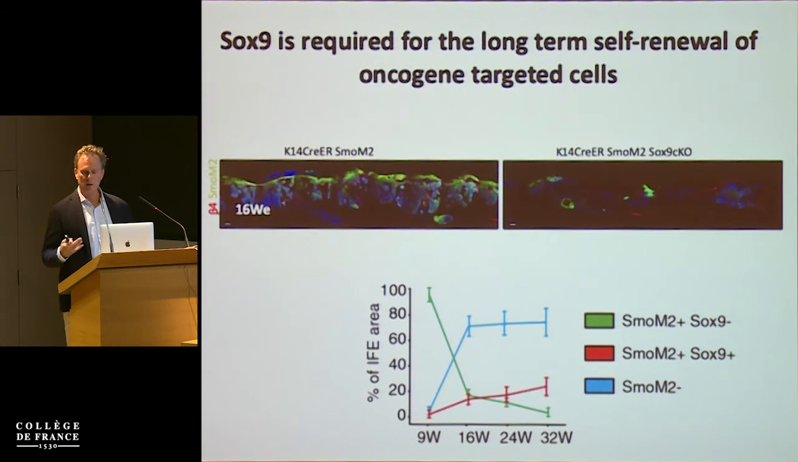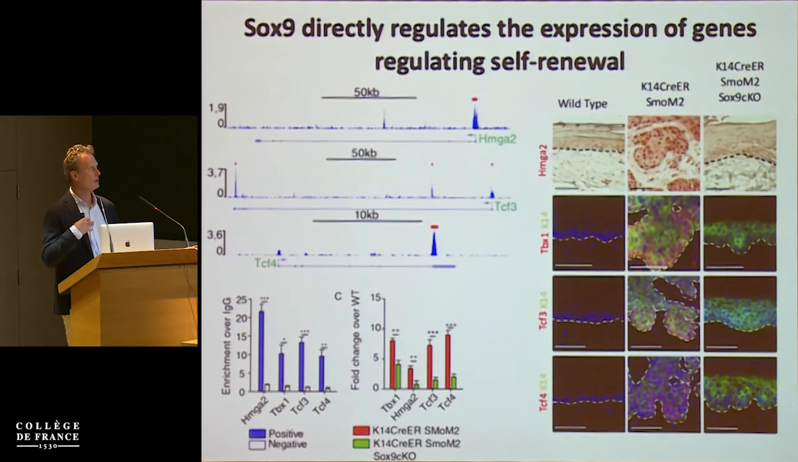And so then we thought, okay, but why are these oncogene-expressing cells being outcompeted? For that, we performed microarray analysis and ChIP-seq of SOX9 to see what gene regulatory network SOX9 controls to promote the self-renewing division and prevent the differentiation. And what we realized is SOX9 directly regulates the expression of many different genes that control self-renewing division.